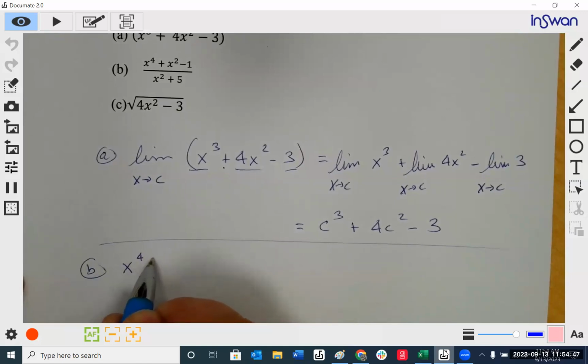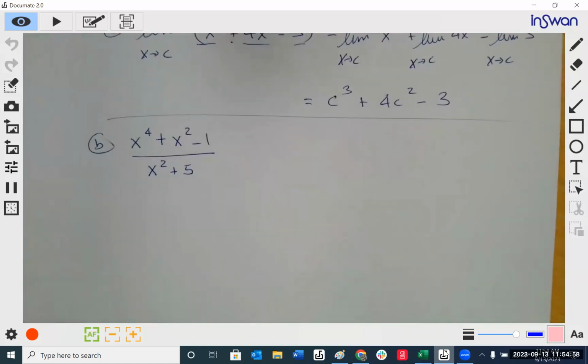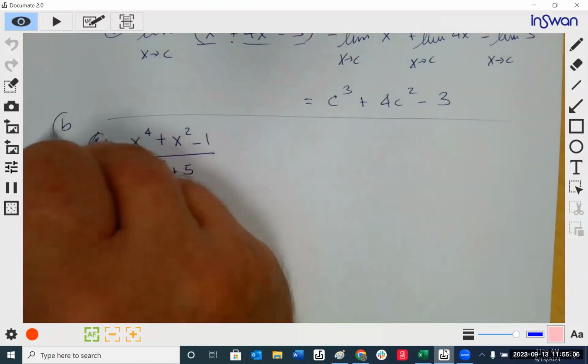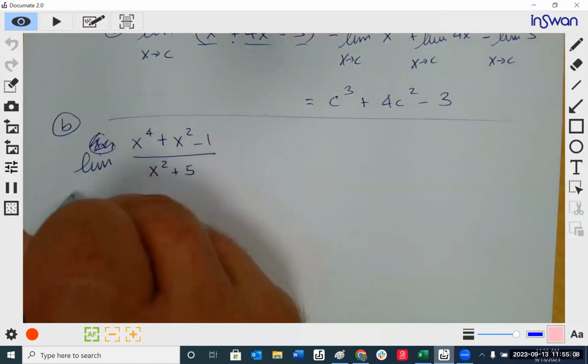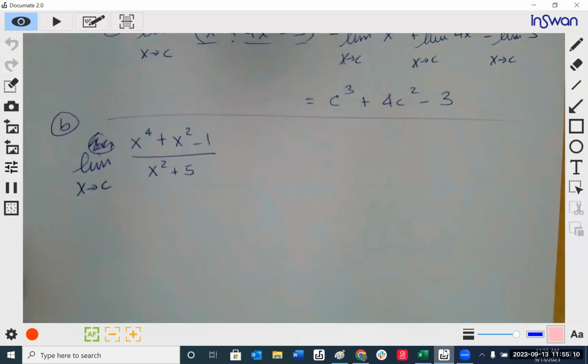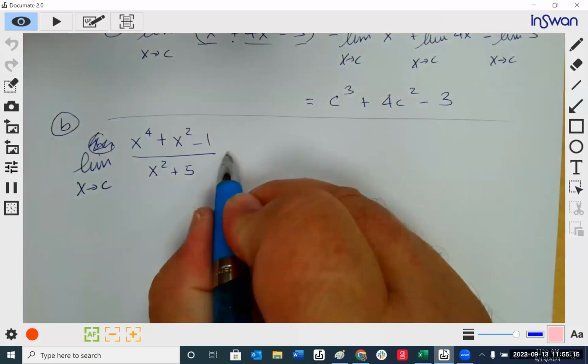x to the 4th plus x squared minus 1 over x squared plus 5. So basically, I'm sorry, I put b up here. We find the limit as x approaches c, so you use the sum and difference rule and then the quotient.